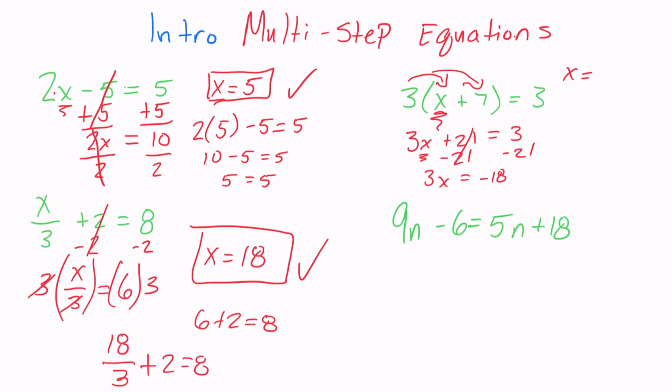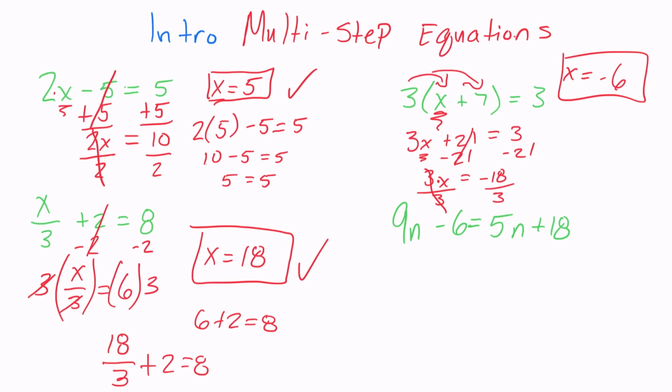And just like we did in our first example, we have 3 times x. So the inverse is dividing by 3. Those will cancel, and we'll divide this side by 3 to maintain our balance. And we'll get x is equal to negative 18 divided by 3, which is a negative 6. And we have our solution.